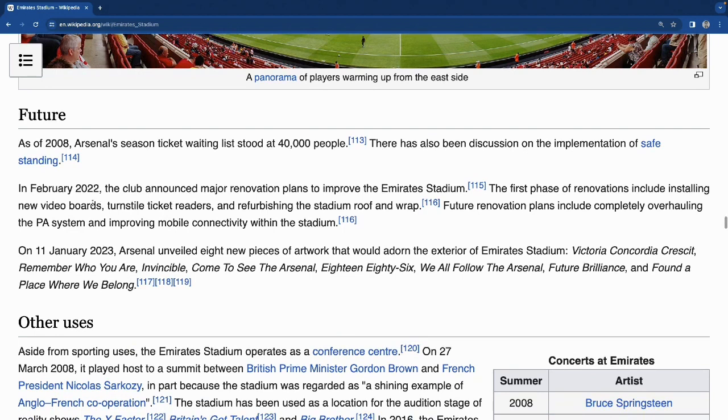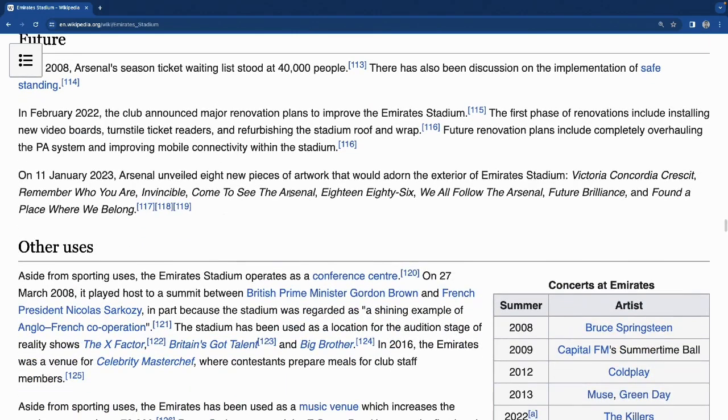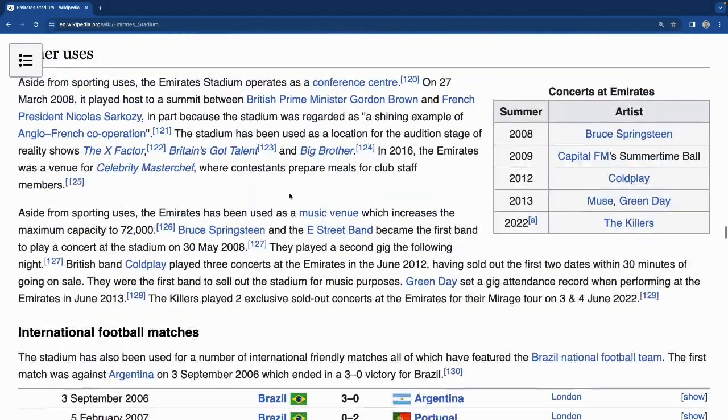Renovation, including installing a new video board, turnstile ticket readers, refurbishing the roof and the wrap. Okay, those are the things that they have done. And the PA system. These are all not major technological development. Remember, this is not major technological development. Right, that's about these issues.